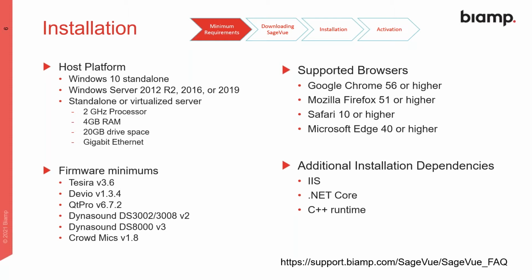And there are a few installation dependencies. So SageVue, as part of its install, is going to take advantage of .NET Core. The web service is hosted via IIS. So as part of the install, we'll make sure to check and enable and/or install these dependencies as needed. Again, all this information is available via that SageVue FAQ on Cornerstone.